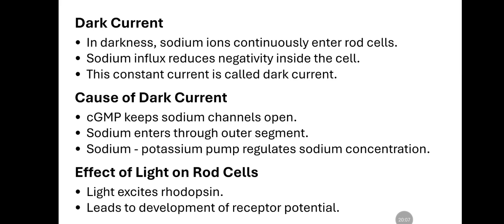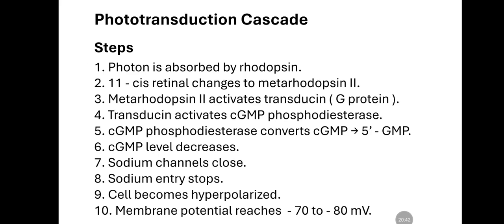Effects of light on rod cells. Light stimulation of rhodopsin leads to development of a receptor potential. Phototransduction cascade steps: a photon is absorbed by rhodopsin. 11-cis retinal changes to metarhodopsin II. Transducin activates cGMP phosphodiesterase.